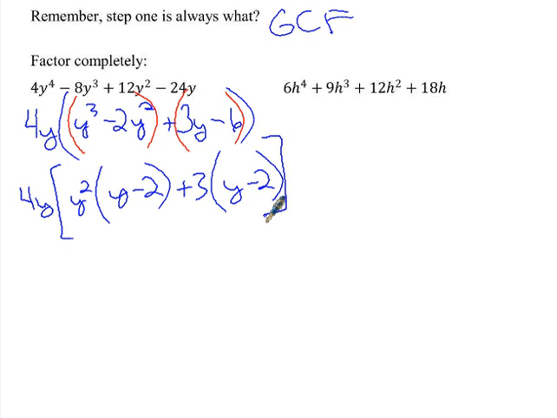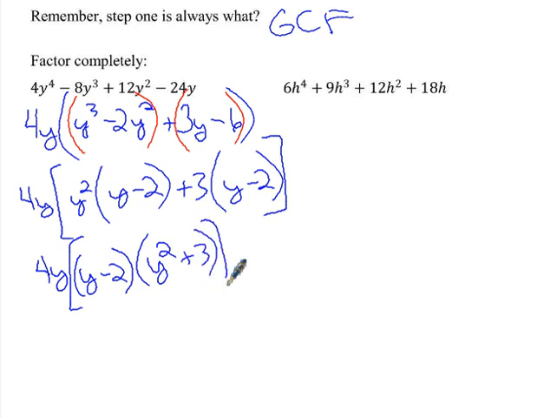Now, it's very complicated. I'm looking inside here. What do we notice? The y minus 2 is a GCF that's going to get factored out to right there. So I'm going to write 4y. I can write my bracket. Then my y minus 2 in parentheses. And then what's left over? Y squared plus 3. Close the parentheses, close the bracket.